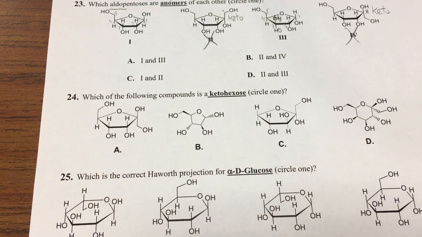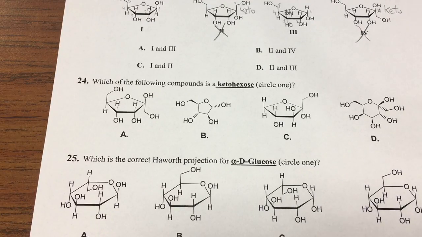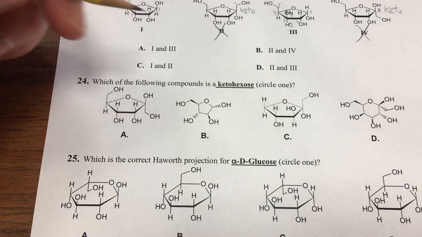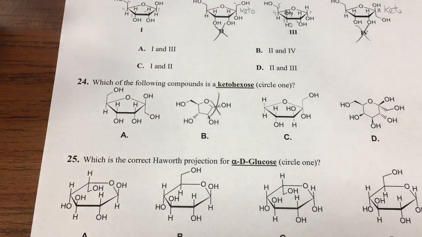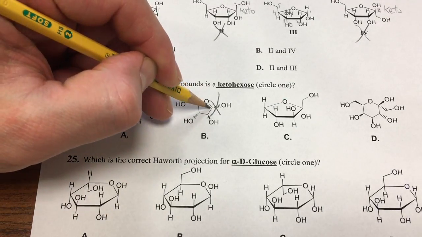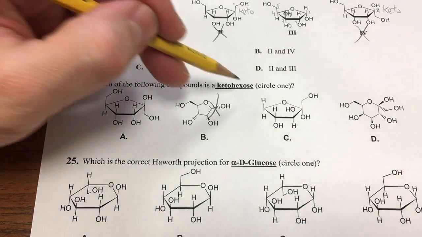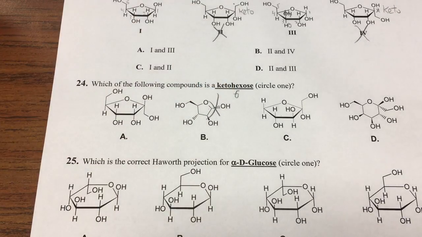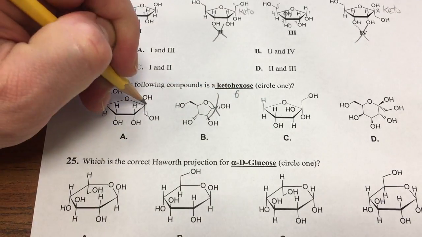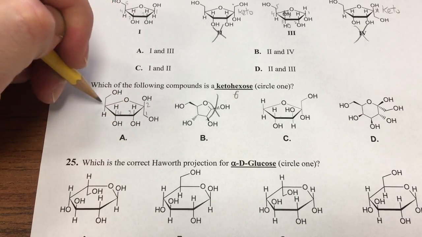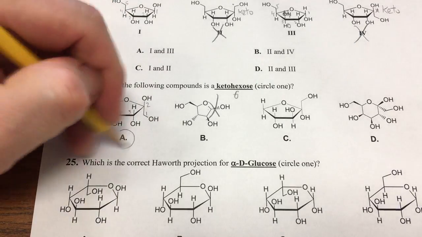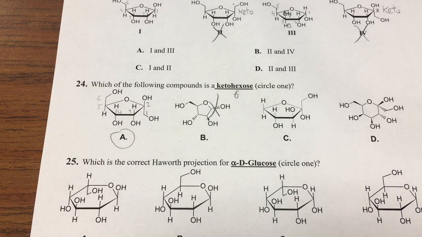Next one here, a little bit simpler. We have a ketohexose. Here we need a ketone, so that one's out. That's a hemiacetal there. So A, C, and D are the only possibilities, and this is asking for a hexose, which is 6 carbons. So here we have 1, 2, 3, 4, 5, 6. That one is the ketohexose right there. The others you'll find will have too few carbons.